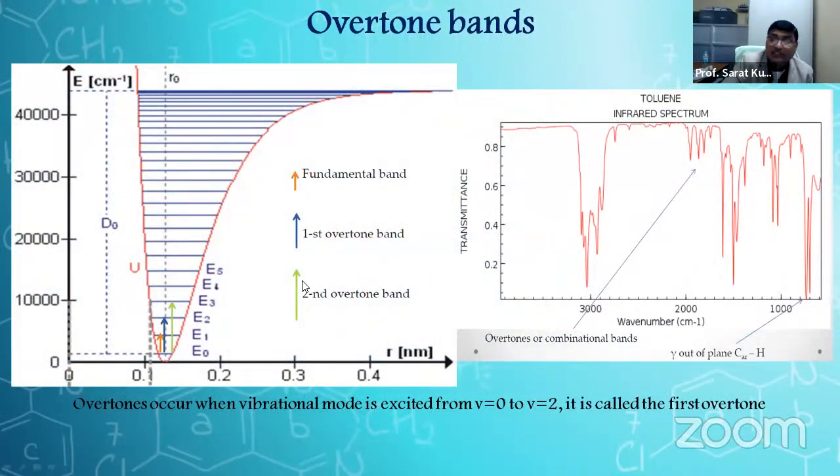I already told you about this slide, so I will skip it, but quickly I am showing that if there is a harmonic oscillation, then there is a fundamental band, a first overtone, and a second overtone.